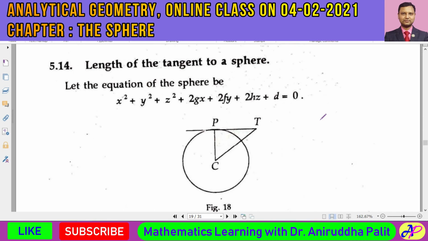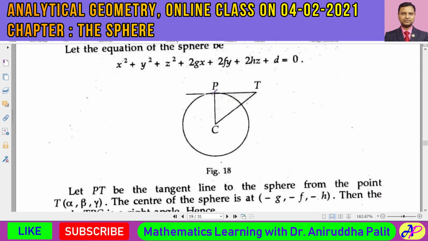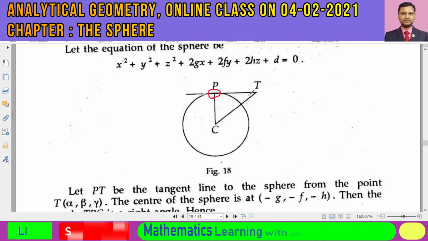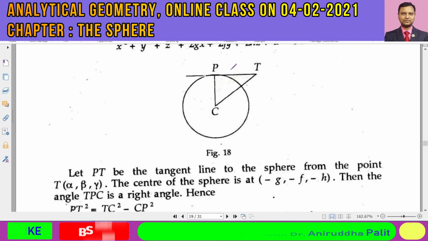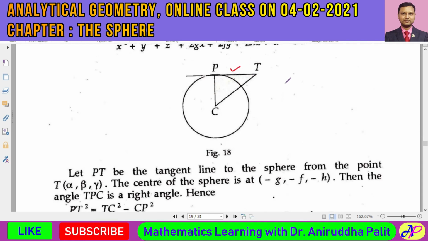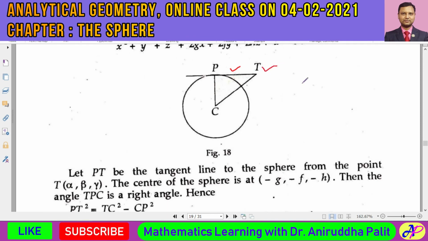Now, to finish this lecture, let us define the length of the tangent to a sphere. What is this? Suppose from a point P, we consider a tangent line, and suppose this PT is the tangent. Let this length, P to T, be the length of the tangent to the sphere. Let T have the coordinates alpha, beta, gamma.